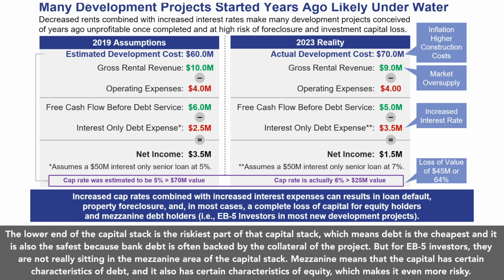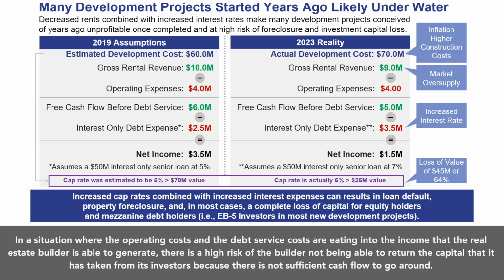But for EB5 investors, they are normally sitting in the mezzanine area of the capital stack. Mezzanine means that the capital has certain characteristics of debt, and it also has certain characteristics of equity, which makes it even more risky. So in a situation where the operating costs and the debt service costs are eating into the income that the real estate builder is able to generate, there is a high risk of the builder not being able to return the capital that it has taken from its investors because there is not sufficient cash flow to go around.